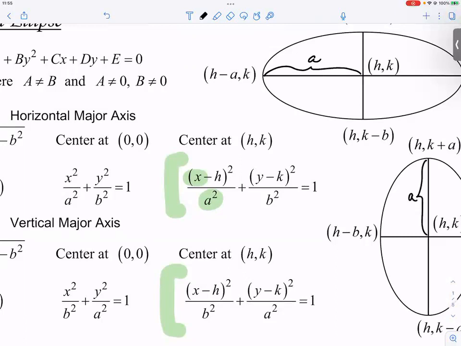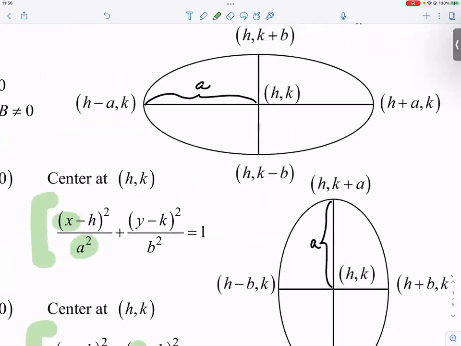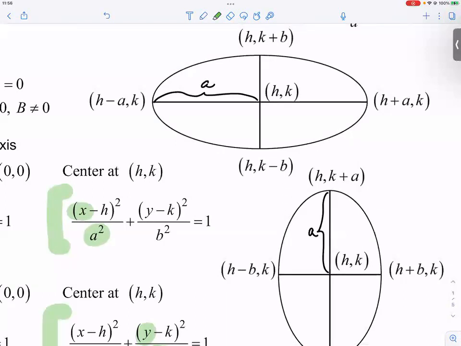That's the A. And if A, the big number squared, is placed underneath the X, then you know it's horizontal. If the A, the big number squared, is placed underneath the Y, then you know it is vertical. So it's something really easy to spot, and you will just use that piece of information to tell the feature. So again, it's all about how readily you can tell some features. A, again, is the distance from the center to the end of the major axis.